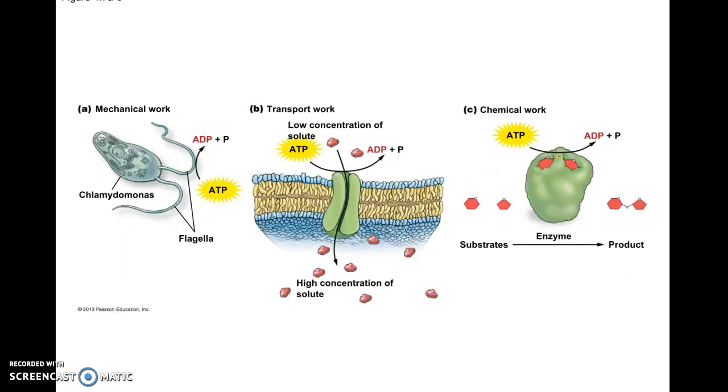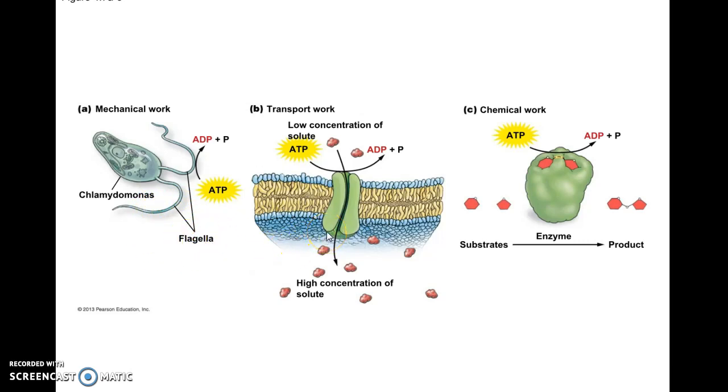Cells use ATP for many different things, including mechanical work. Think of the flagella moving on the trichonympha that we were looking at. They had many smaller flagella, but this organism has longer ones, so the actual motion.